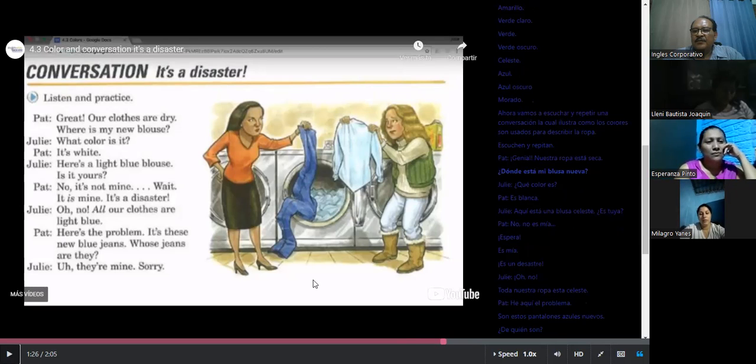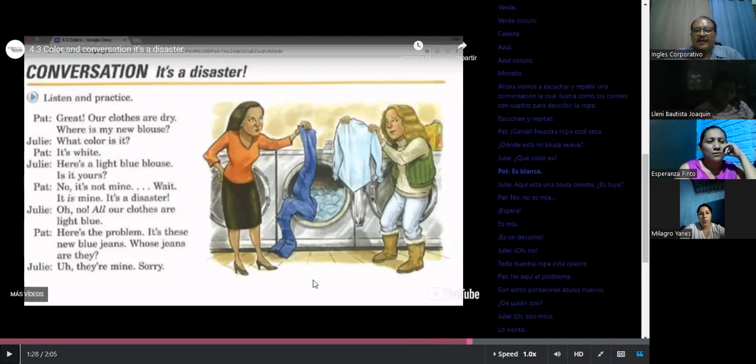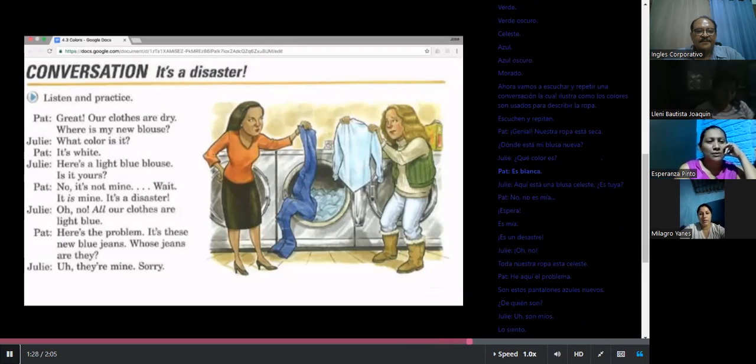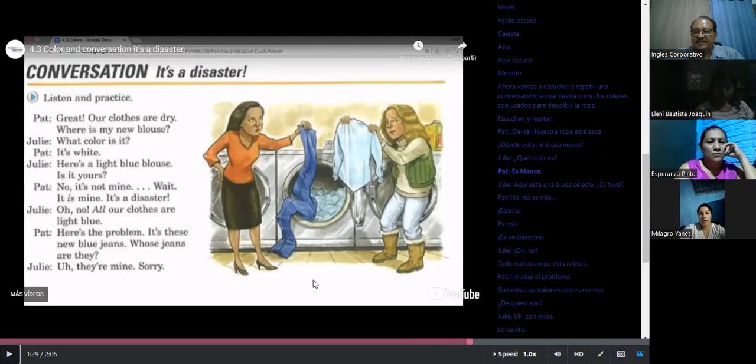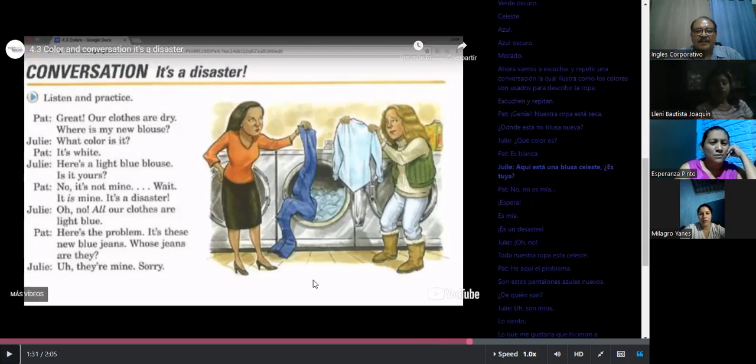Where is my new blouse? What color is it? It's white. Here's a light blue blouse.